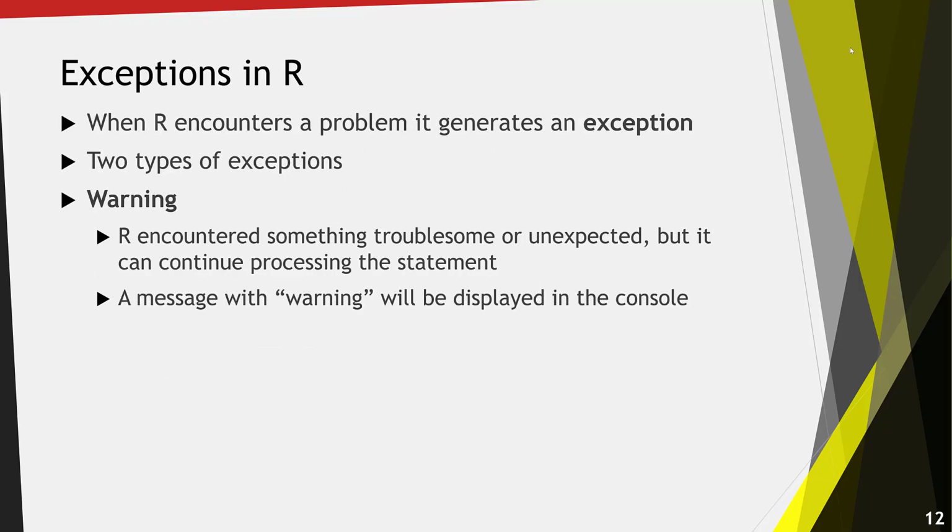The other component that I'd like to talk about here are exceptions. When R encounters some kind of a problem in the code that it's given, it generates an exception. There are two types of exceptions. The first is a warning. A warning is when R encounters something troublesome or unexpected in a statement, but it can continue processing the statement. When that happens, you're going to see in the console a message with warning before it.